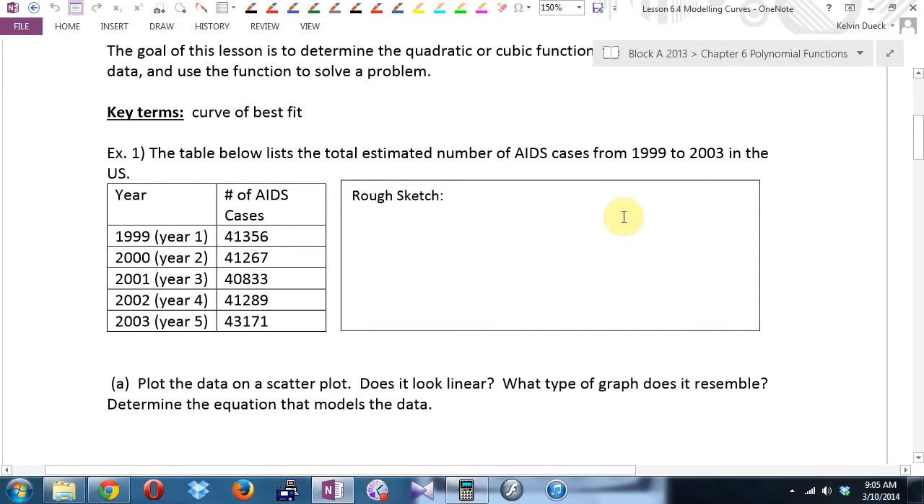This is, I believe, actual data. The table below lists the total estimated number of AIDS cases from 1999 to 2003 in the US. Instead of typing 1999, we're going to type year one. I tried it with 1999, 2000, 2001, 2002, 2003, and that ended up being my y-intercept, and the graph was way off the page in the thousands.